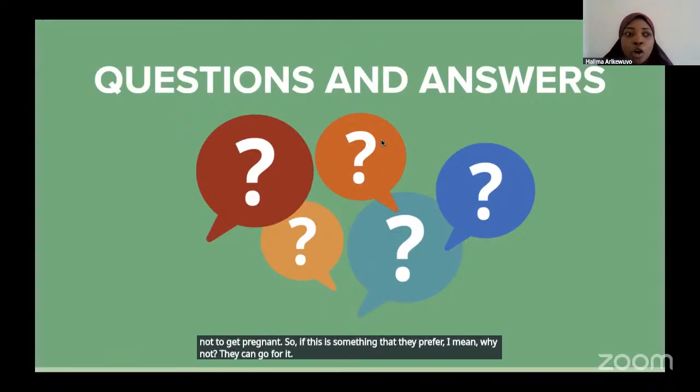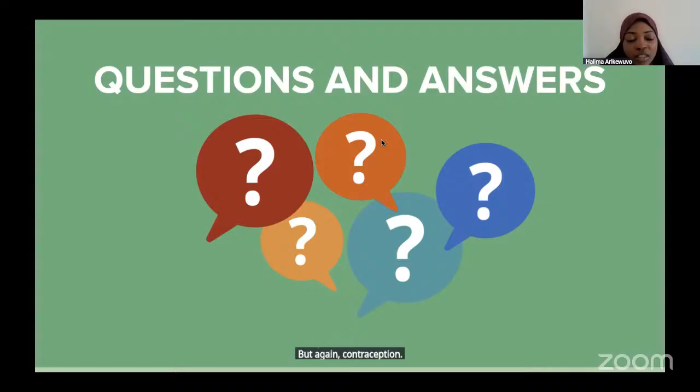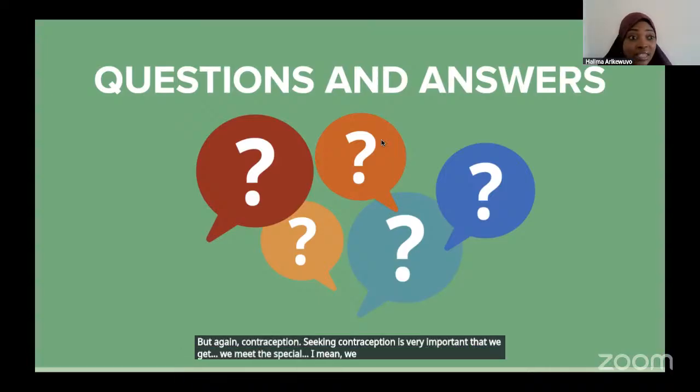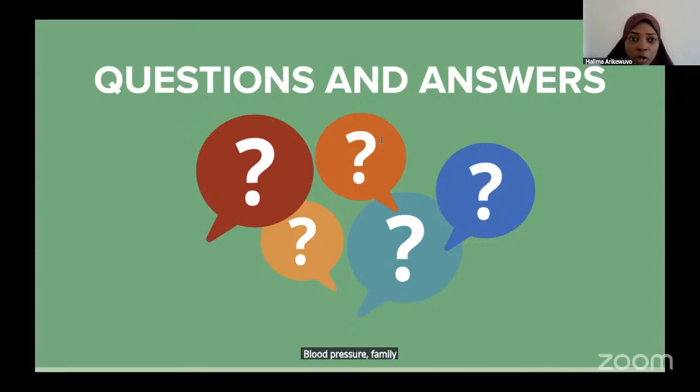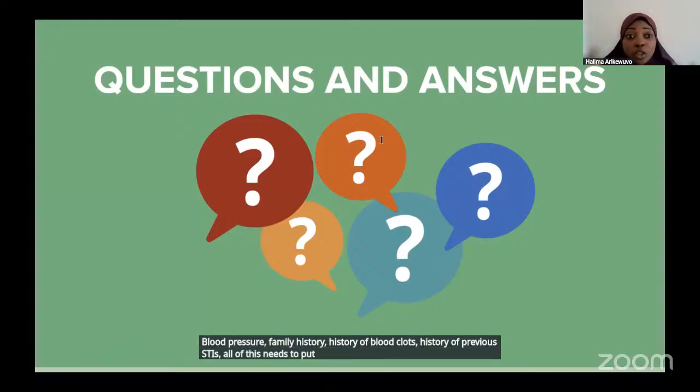But again, seeking contraception is very important that we meet people that are able to advise, because you can't just wake up one morning and say, oh, this is the one I want to take, because there are a whole lot of factors involved. Blood pressure, family history of blood clots, history of previous STIs, all of this needs to be put into perspective before one can say, oh, this is the contraception that fits you. Because there are some contraceptives that are actually contraindicated.